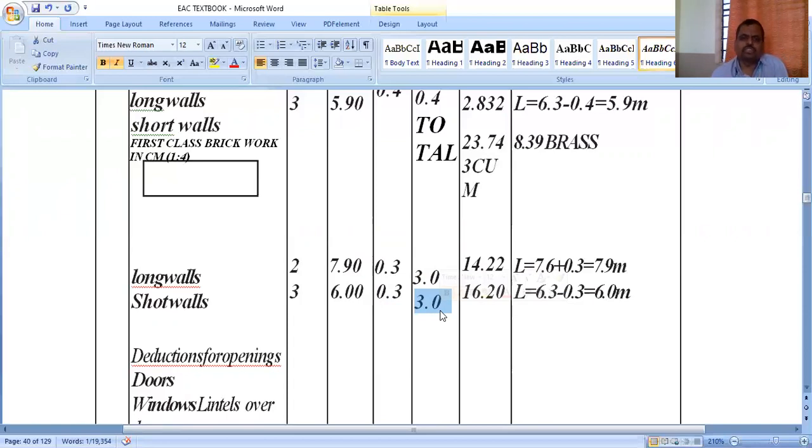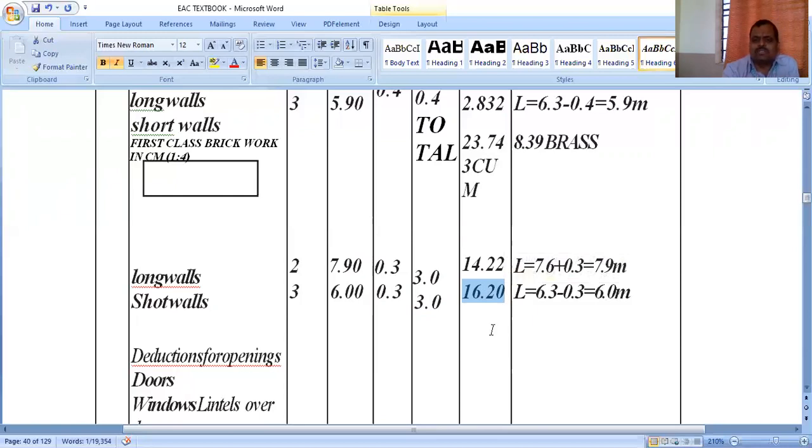3 number of short walls are there. Multiply it with the length of the short wall. It is 6 meter. Multiply it again with the width of the short wall. It is 0.3 meter. And how much is the height of the brickwork? It is 3 meter respectively. So the total will be 16.2 cubic meter here. Okay, this is nothing but the 16.2.